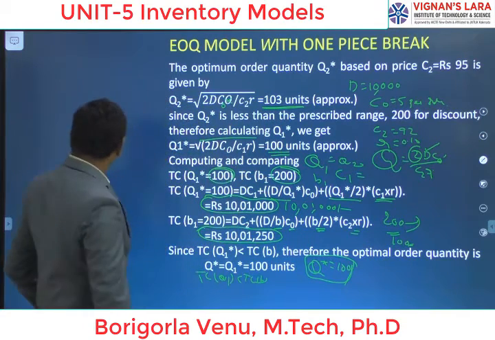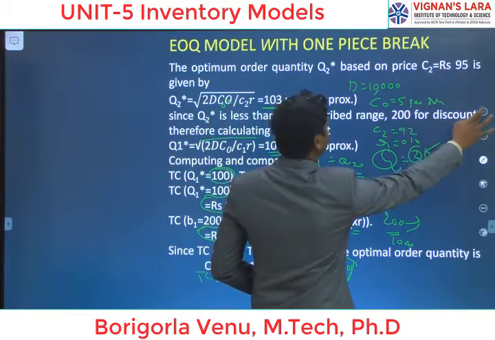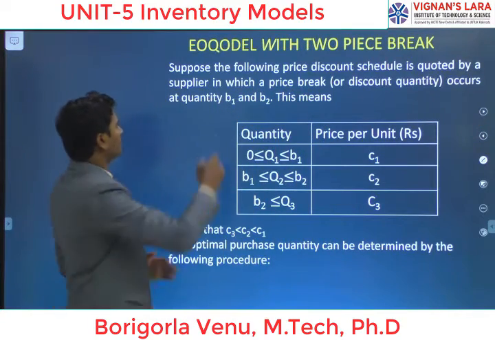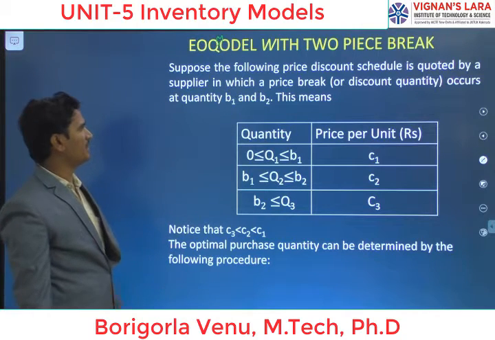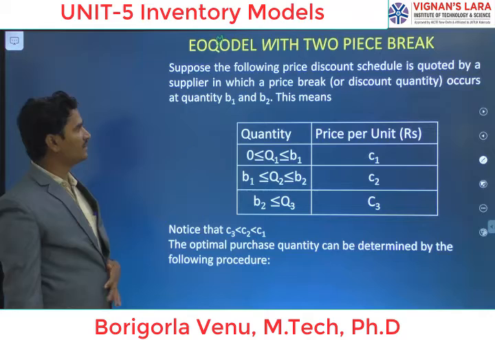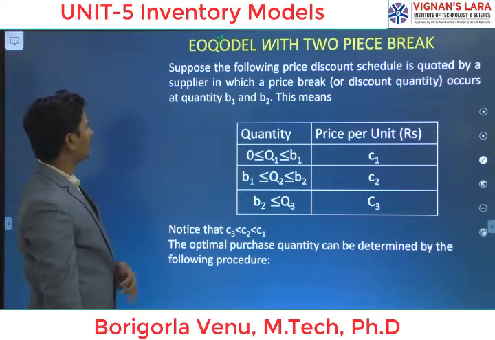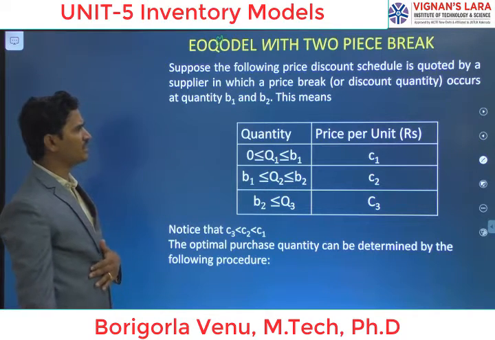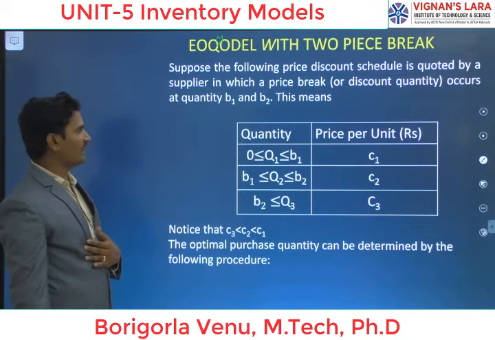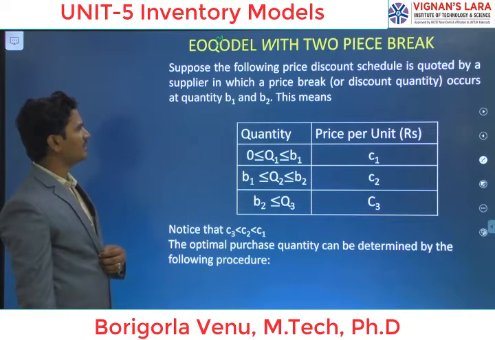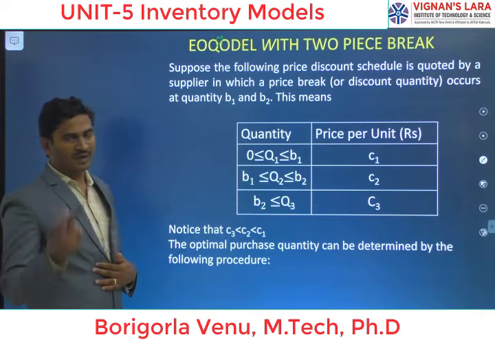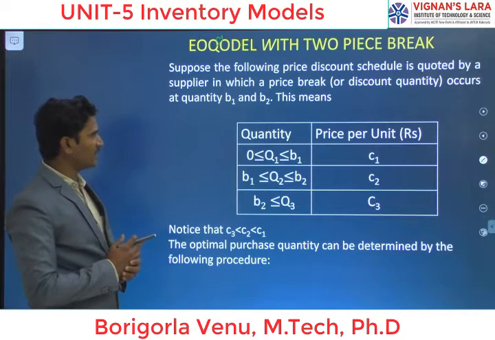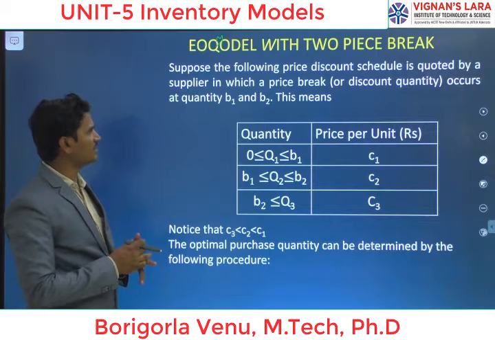Okay. Then next example, EOQ model with 2-price break. Here we are going to take the discount schedule quoted by a supplier in which a price break occurs at quantities B1 and B2. This means in the previous case we had only one price break, but here we have a 2-price break, that is 2 price breaks.